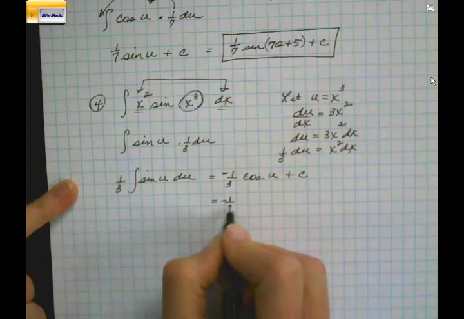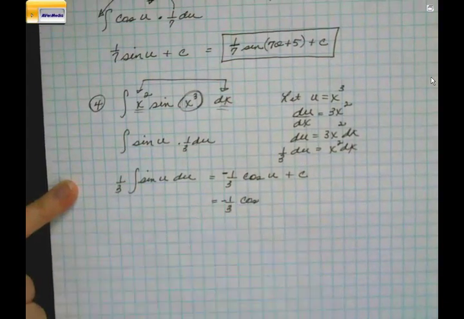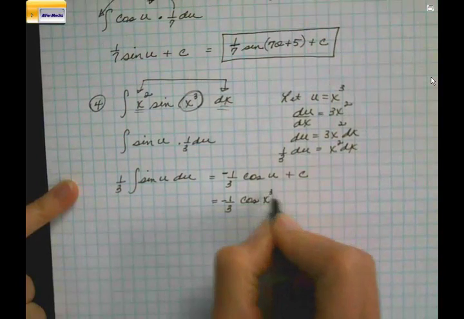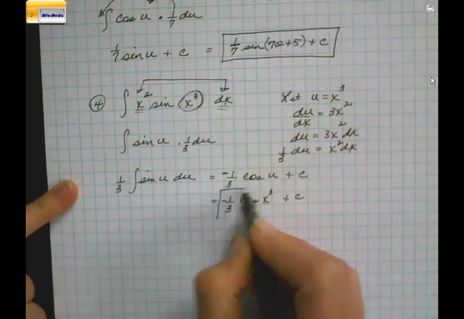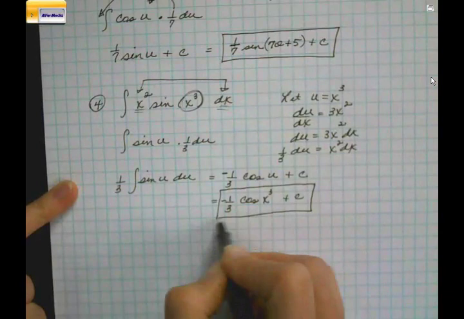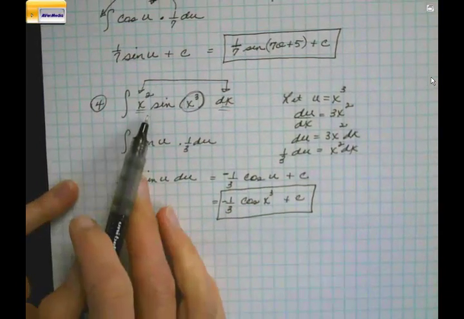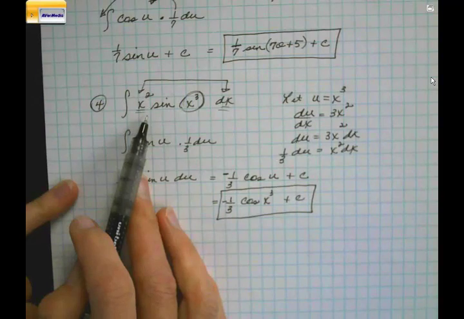So then this answer is a negative 1/3 cosine u. Replace that u, go back into the x variable, x cubed plus c. It's hard to imagine that we could integrate this pretty complex function that simply.